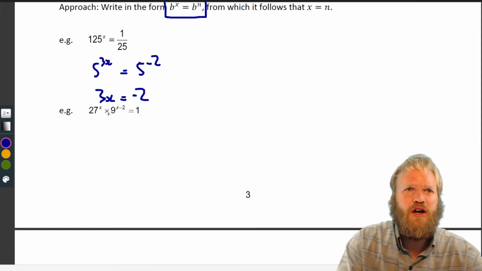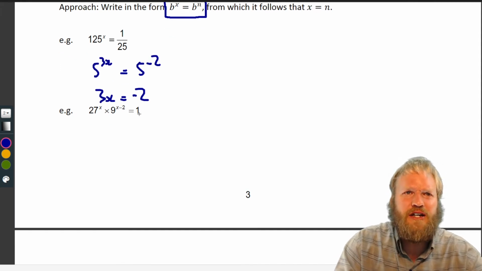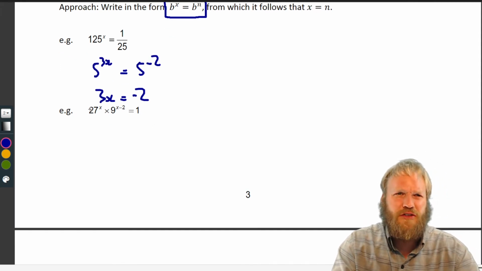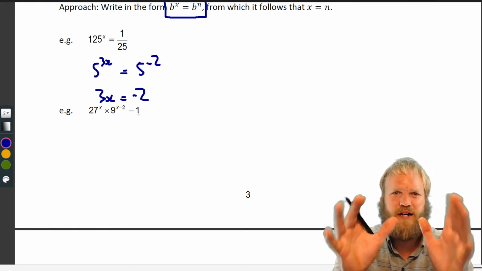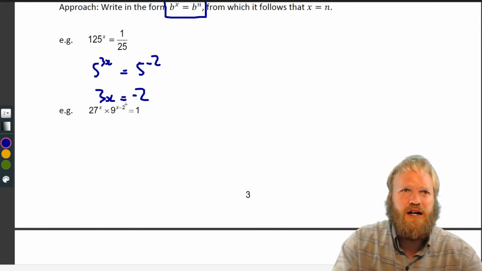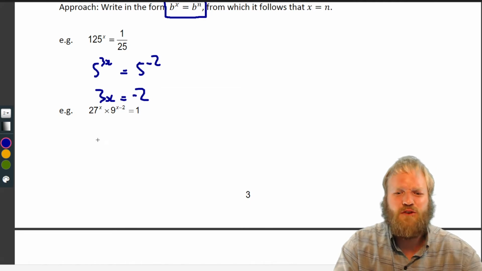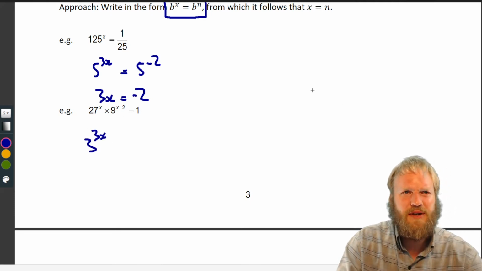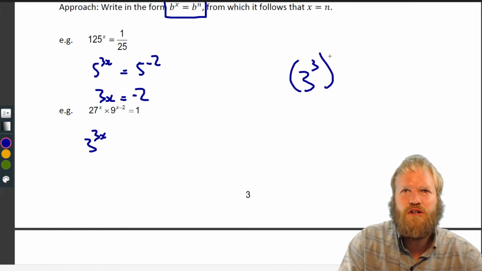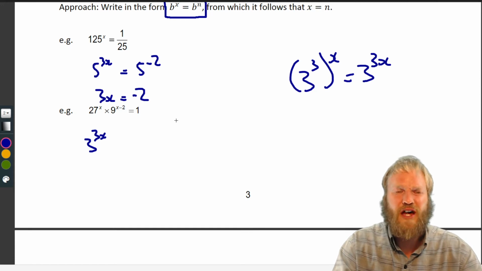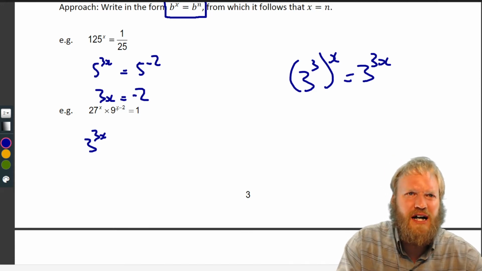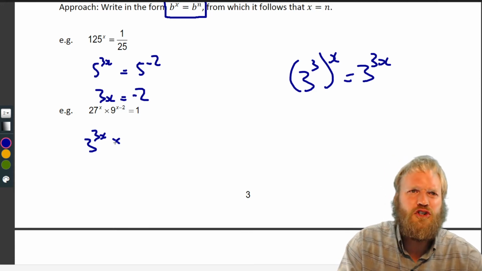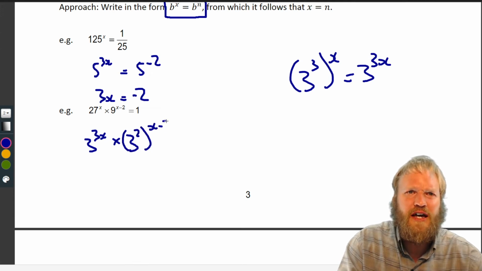Okay, next one. We've got 27 to the x times 9 to the x minus 2 equals 1. Now, what do you think the base is that we want to have all of these common? Well, I'm going to go with 3 because 27 we know is 3 cubed. So that's 3 cubed to the x. Now I'm skipping the step that says 3 cubed to the x. So therefore 3 to the 3x. I think we can do that in one go when it's like this. Okay, times 9 to the x minus 2. I'm going to do this in 2 goes just to make sure we get this right, but I think we're looking good. X minus 2.